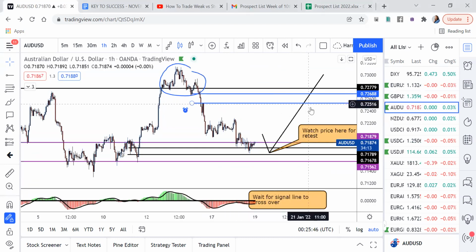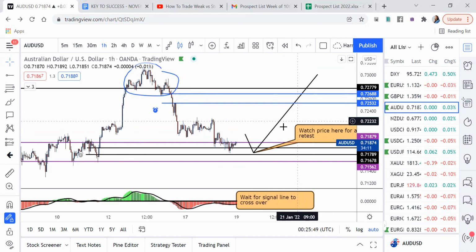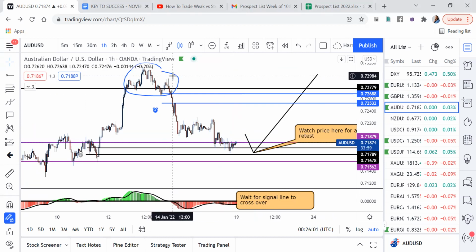AUD/USD, similar situation, right? So I didn't get into this today. I wanted to because it came right into 50% of my zone and started to climb. And the reason why I didn't get into it is because, as you would have heard me say before, I don't enter trades after a certain time. This came into this zone around 3 o'clock this afternoon. I'm not taking a trade at 3 o'clock in the afternoon.